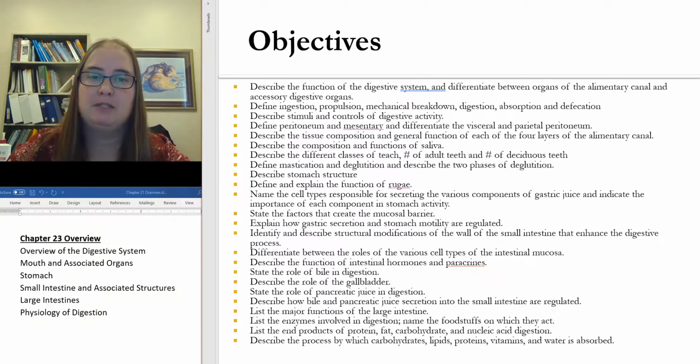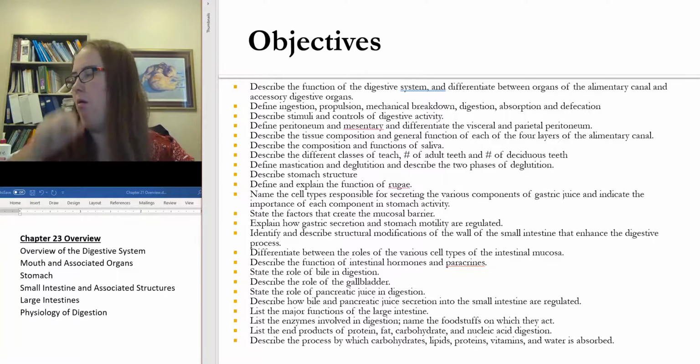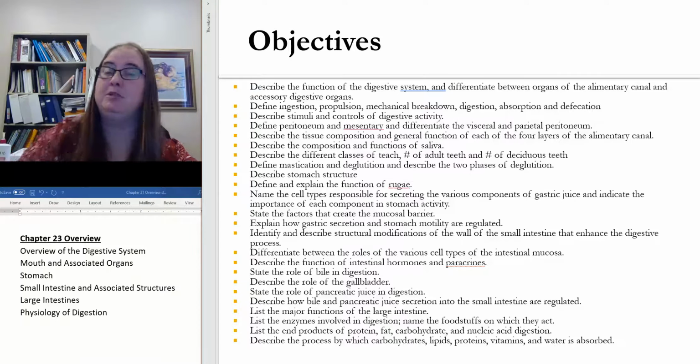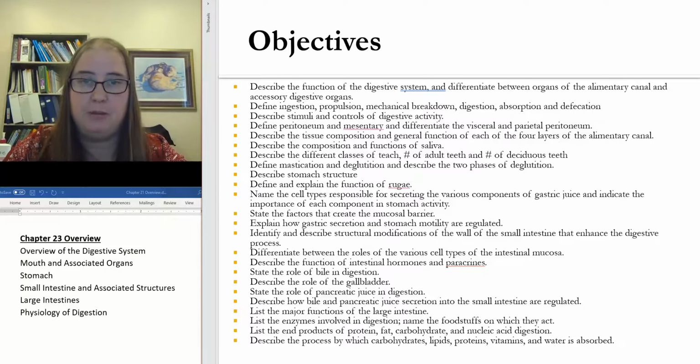So the objectives list is here. Again, as per usual, make sure you guys are looking at that as you work through the material for chapter 23.